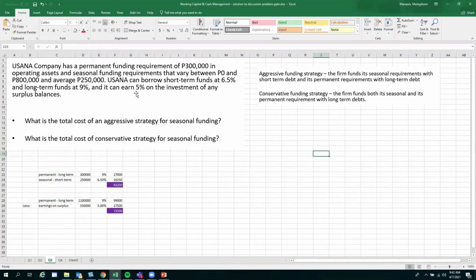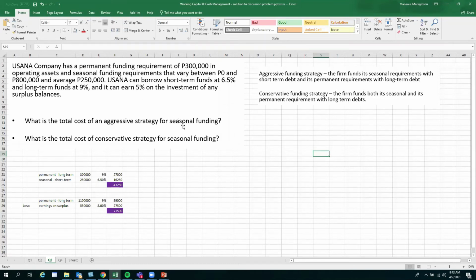So, USANA company has a permanent funding requirement of 300,000 in operating assets and seasonal funding requirements that vary between 0 and 800,000 and average 250,000. USANA can borrow short-term funds at 6.5% and long-term funds at 9%. And it can earn 5% on the investment of any surplus balances. So question number 1, what is the total cost of an aggressive strategy for seasonal funding? Number 2, what is the total cost of conservative strategy for seasonal funding?